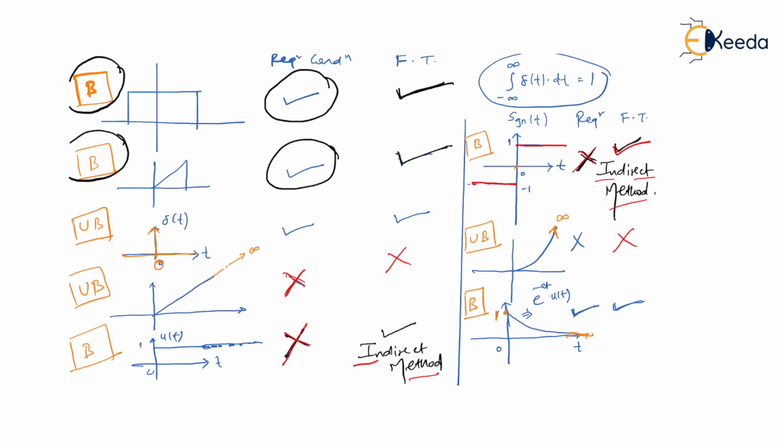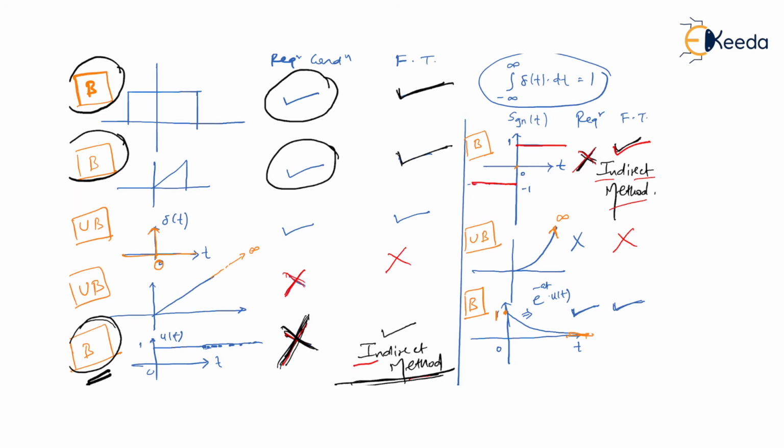Is that right? In case the signal is bounded, but the required condition is not satisfied, listen to me very carefully. The required condition is not satisfied, but still the signal is bounded, then we have the indirect method, and Fourier transform will exist. So if the required condition is not satisfied, at least the given signal must be bounded. In that case, definitely by using the indirect method, you can have a Fourier transform.